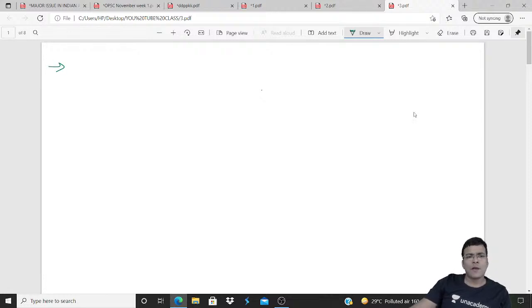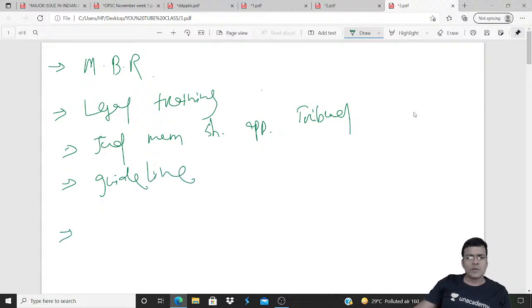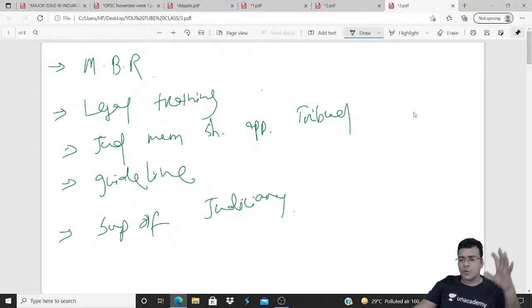First and major things: merit based recruitment, legal training, some judicial members should be appointed in tribunal. There must be some framework or guideline. They must work under the supervision of judiciary so that the arbitrary nature will be removed.